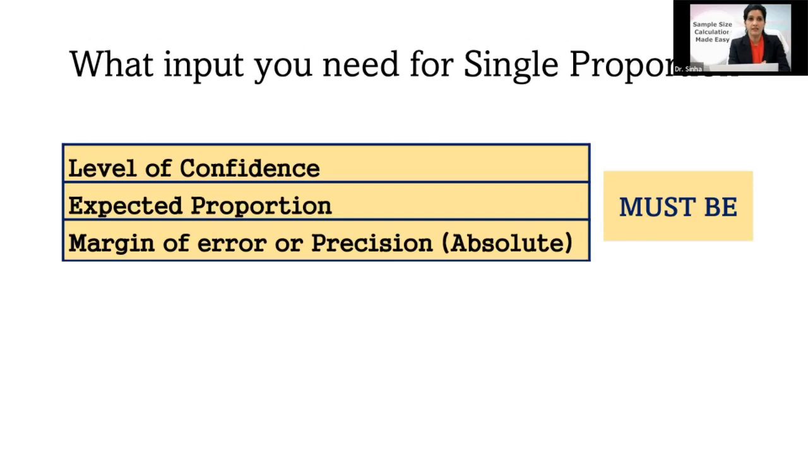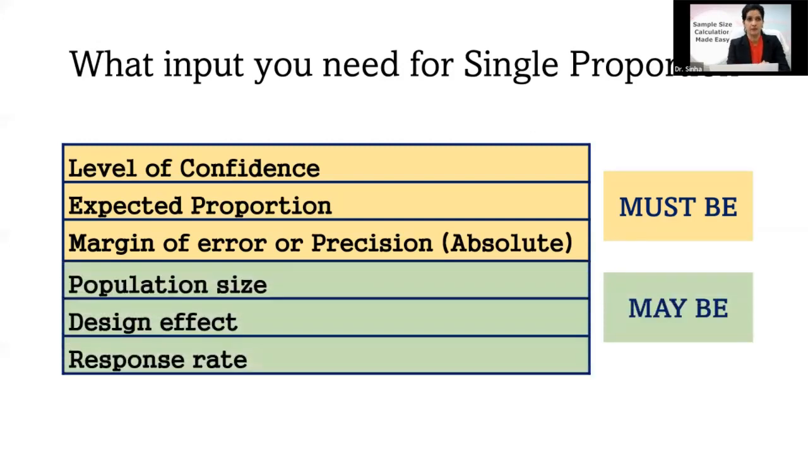So what are these? We will see all three things one by one. These three pieces of information are a must. The others are optional, like if you want a correction or adjustment of your sample size.